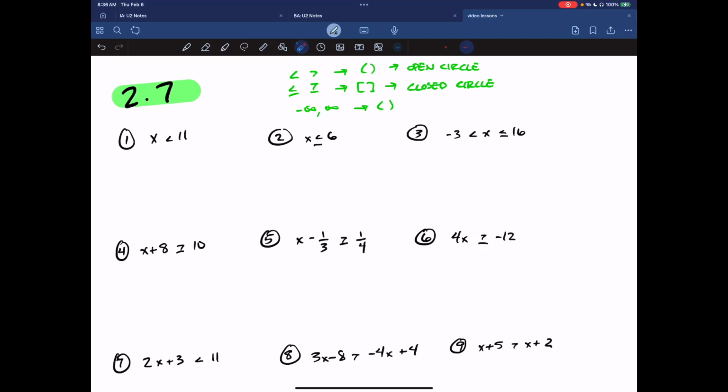Well, the same holds true for infinity. Infinity is a concept because anytime you think of a number, there's always a number bigger than that that you can find. And so anytime we're using negative infinity or positive infinity, we include a parentheses with it.